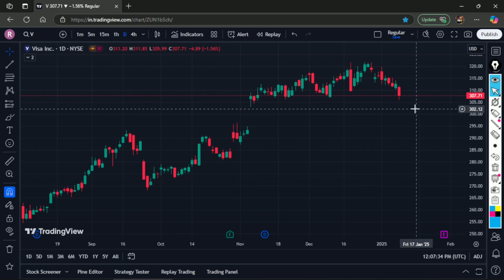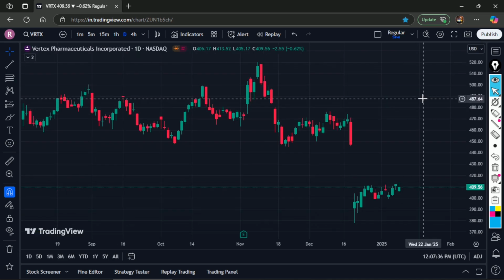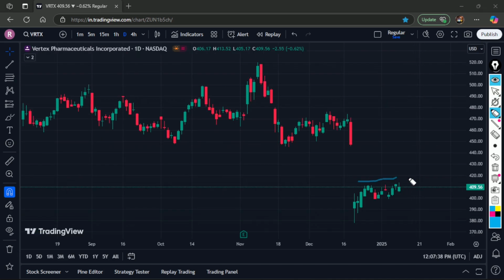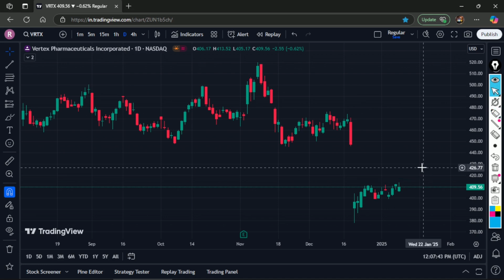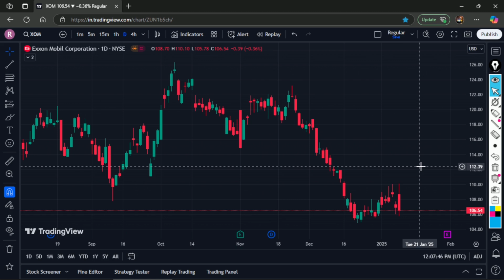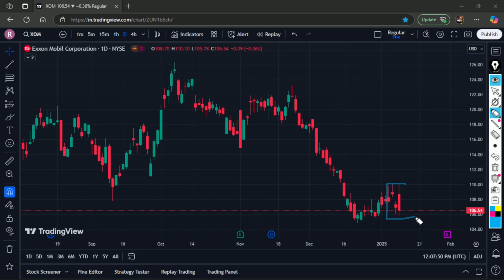In V it is still negative for us. In Vortex, it is looking like a buying side scenario, so we are bullish in this. And in XOM we are just going to wait here because it has created a very big candle here.